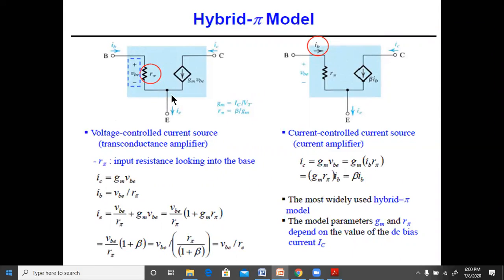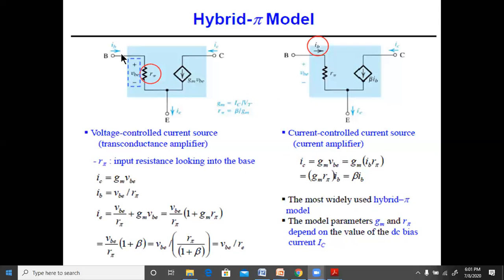Because the current flowing through that is IE, the resistance here will become RE. It will no more be R pi. Okay, the reason is that IE is equal to VB divided by RE. So IE is equal to VBE by RE. What does that mean? VBE will be equal to IE RE.